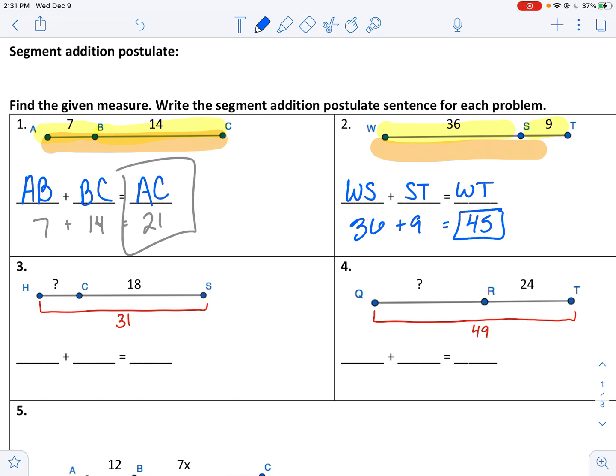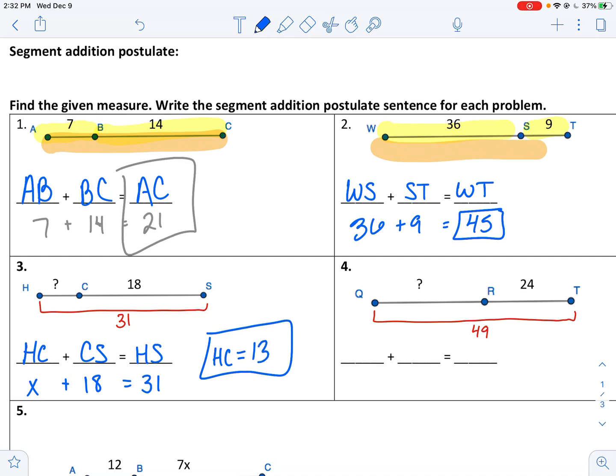We can also do the same thing, but in reverse. So I could give you the whole segment and ask you for the two pieces. Or sorry, one piece. I'll give you the whole segment, ask you what are the missing parts. So same idea, HC, the first part, plus CS equals HS. I don't know what HC is. I'll put an X there. I know CS is 18, and that equals 31. And then if I solve for HC, HC is going to equal 13.